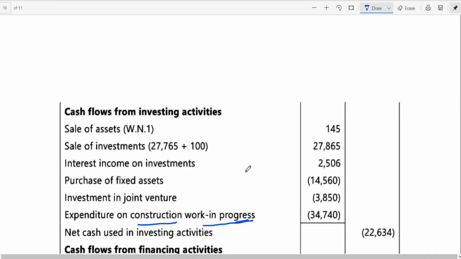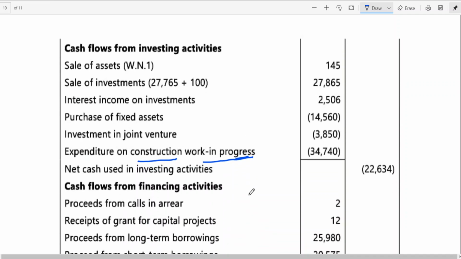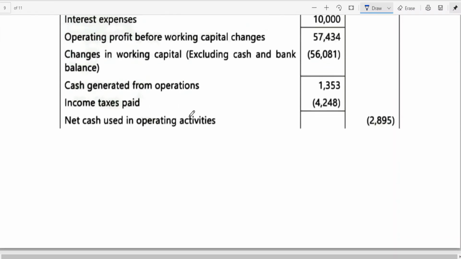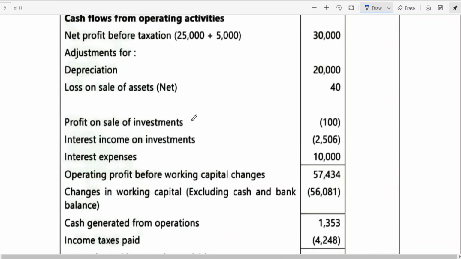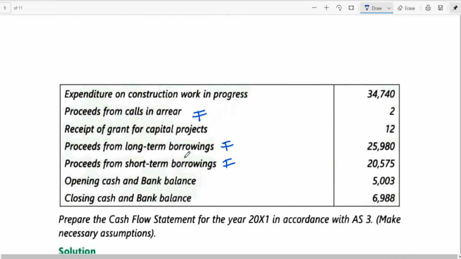Construction is investing, no? When you go for construction of building something, it is nothing but generation of assets, called capital work in progress. I think you can understand if I put it like this. Somewhere I have seen, just a minute, this is the solution, no? Yeah. Expenditure on construction of work in progress you can take as capital work in progress.